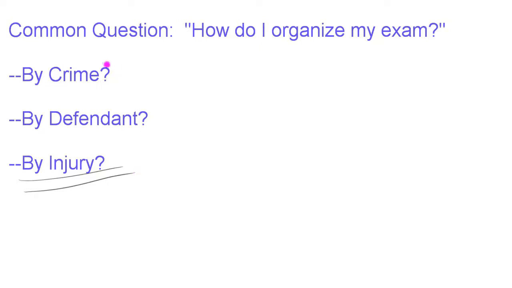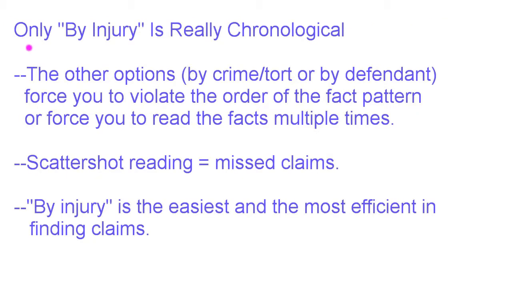Now you notice that I say by crime here, but this also applies to torts, which is very similar to criminal law. It's simply, I think, the civil analog for criminal liability to a great extent. So really, only by injury is actually chronological. The other options, and I'll give you an example of this in a minute, kind of force you to violate the order of the fact pattern and force you to have to read the facts multiple times. You have to jump around to organize by crime or by defendant.